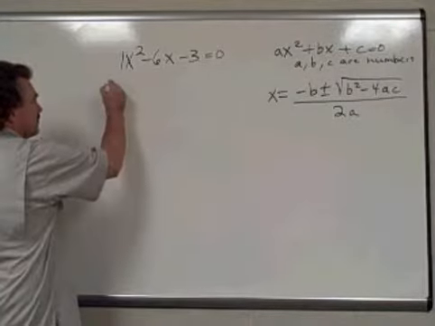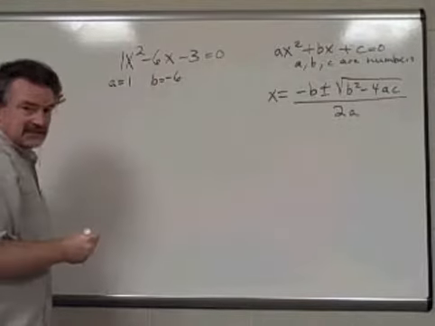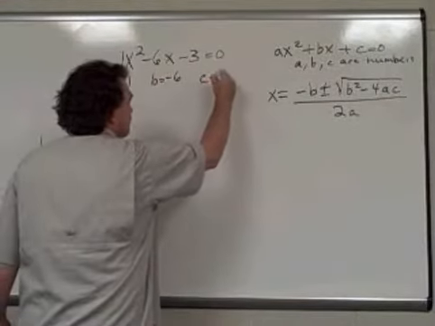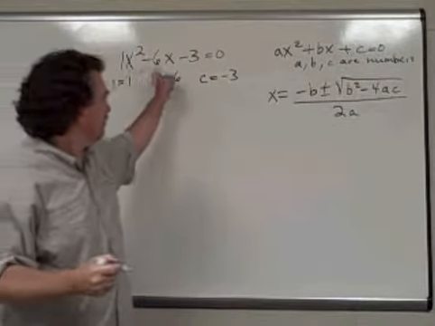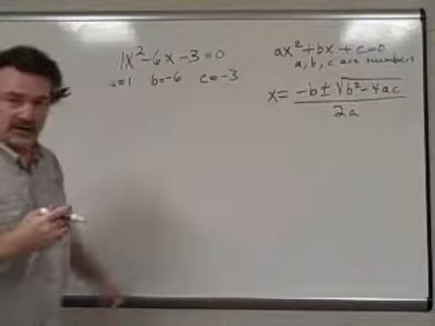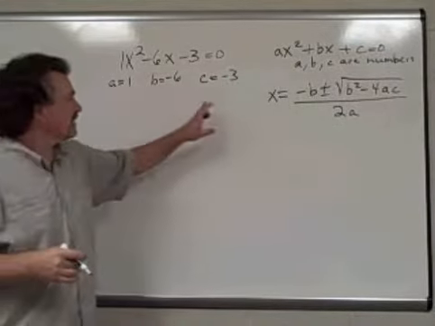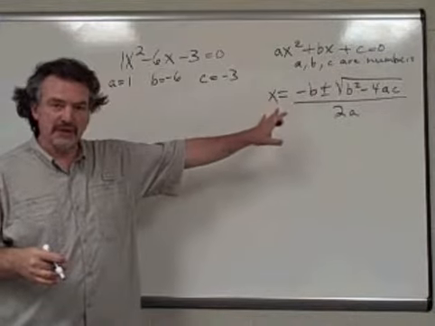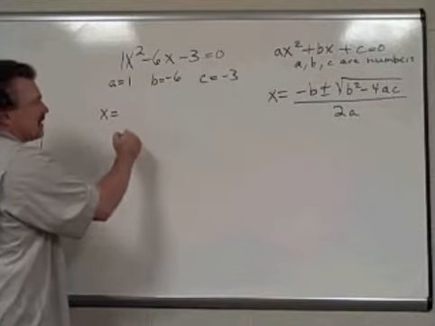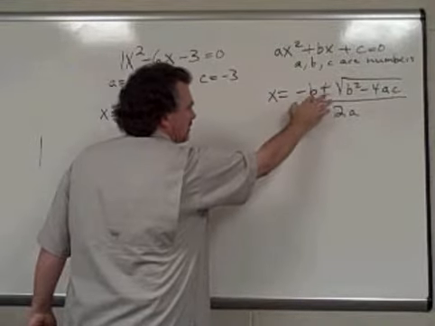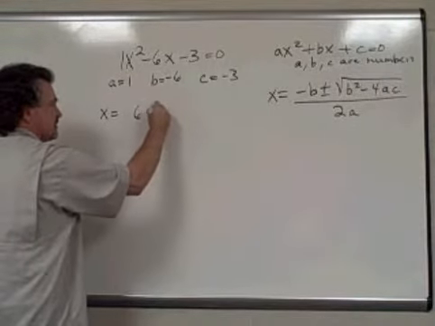So the a coefficient here is 1. The b coefficient would be -6. And the c coefficient would be -3. Again, comparing this equation to the generic version of the standard form of a quadratic equation. So now I'm going to take those values of a, b, and c and plug them into this expression. This says take the opposite of whatever the b coefficient was. The opposite of -6 is +6.